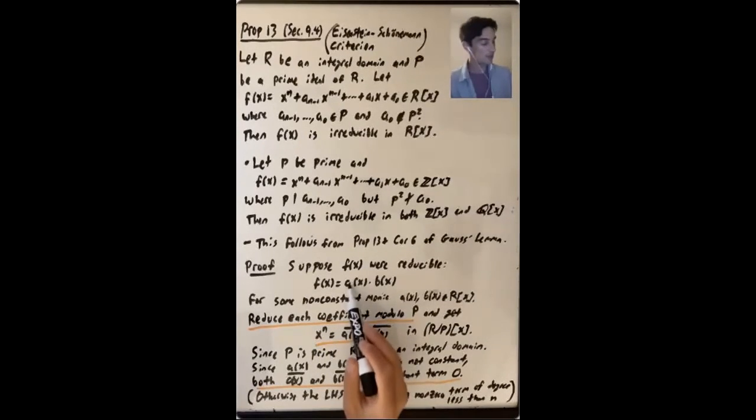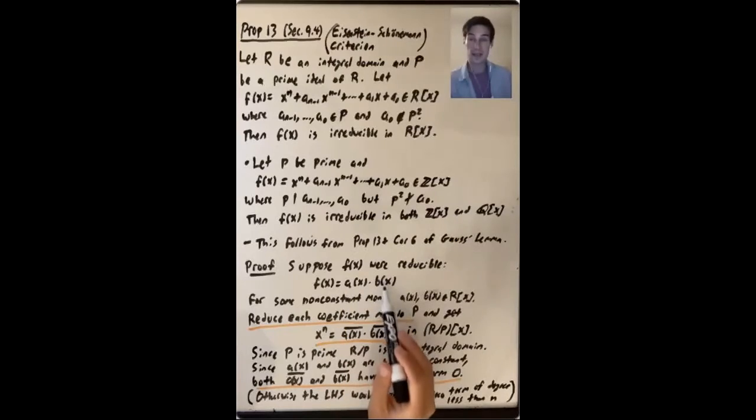On the right-hand side, what do we know about a of x and b of x? Not much, but we know that they're monic. So the reductions a of x bar and b of x bar are also monic polynomials of the same degrees as the degree of a of x and the degree of b of x. Okay, so an important observation is that since P is prime, R mod P is an integral domain.